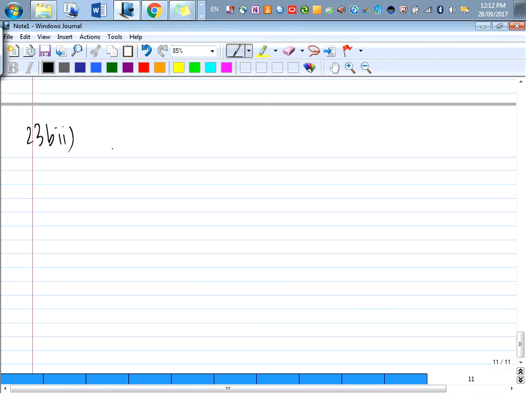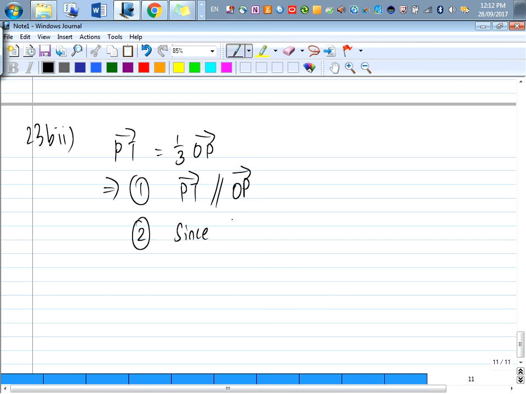First, we need to prove that PT is equals to 1/3 of OP. Since we can express vectors in this form, I conclude that, first point, PT is parallel to OP. Now, since they are parallel, second point, since P is a common point, then conclude that O, P, T are collinear. Okay?